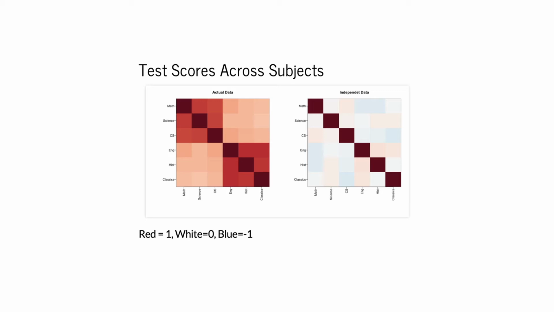And that would mean that if you're good at math, it doesn't mean anything on how well you're going to do in science or CS. But what we see here instead is that everything is correlated. If you're above average in math, you're going to be above average in all other subjects. But we see more structure than that. We also see that there's higher correlation between the STEM fields and higher correlation between the humanities fields.